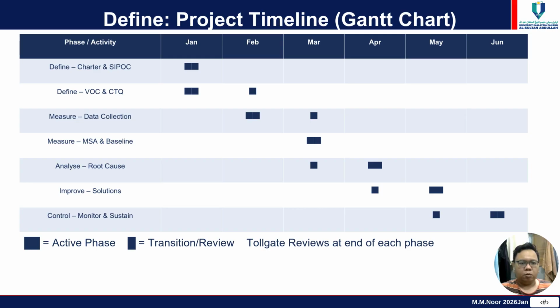This Gantt chart shows the 6 months project timeline. The project begins with define activities in January, followed by measure, analyze, improve, and finally control. Tollgate reviews are conducted at the end of each phase to ensure project progress and readiness for the next stage.